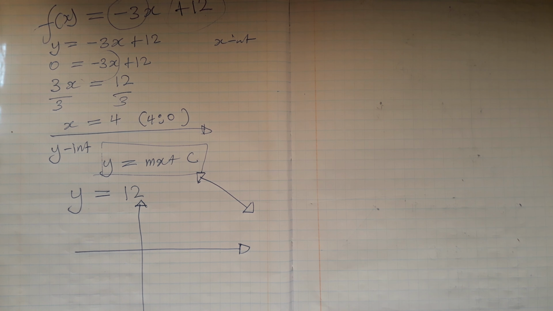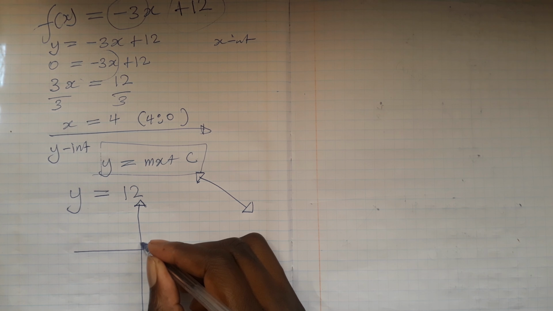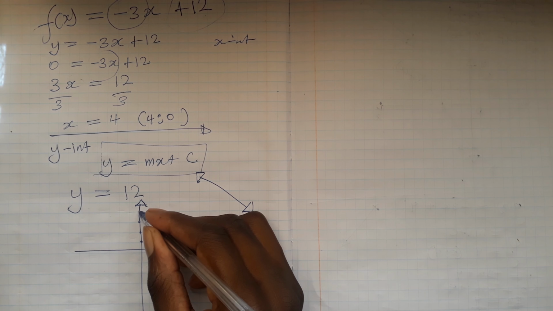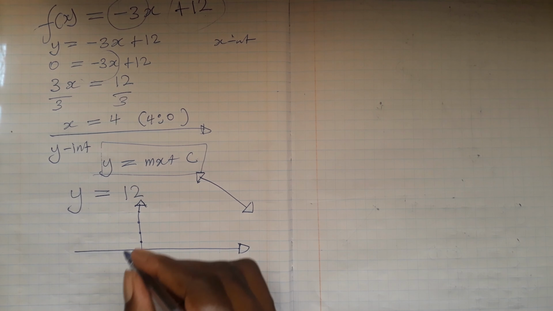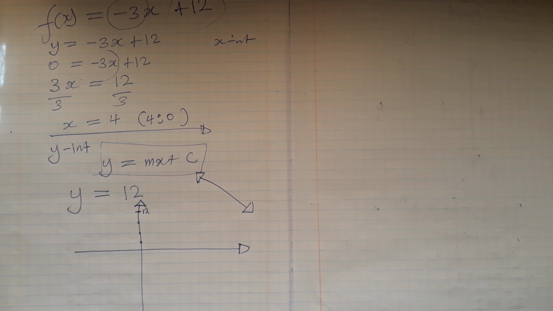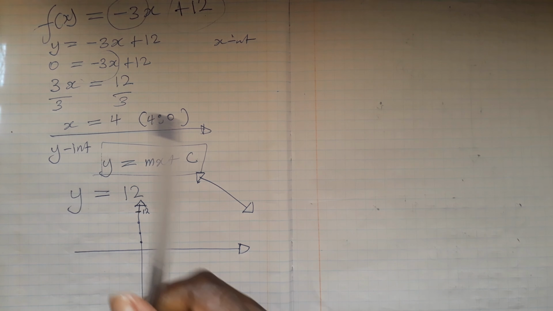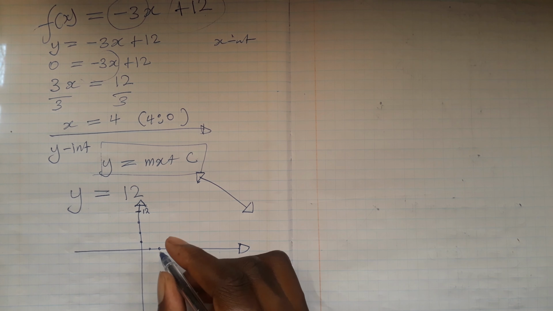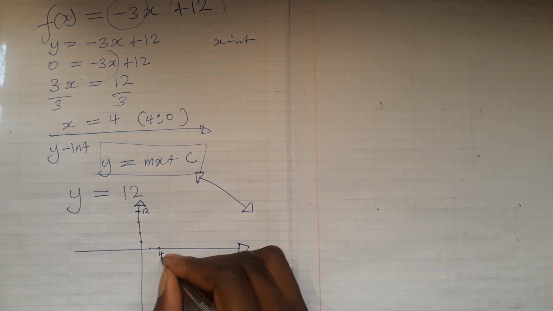First of all, what is the value of the y-intercept? The y-intercept is 12. If I say this is 3, 6, 9, 12, this is going to be 12 here. What about the x-intercept? It's 4. If I say this is 2, 4, it means that 4 is going to be somewhere here.